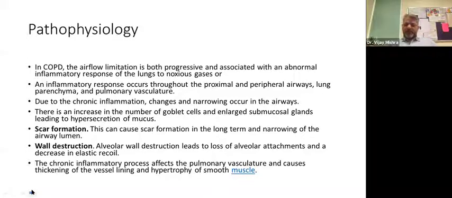The chronic inflammatory process affects the pulmonary vasculature also, and this causes thickening of the blood vessel lining and hypertrophy of the smooth muscles. So the blood vessels are thickened, they become narrower, and there is a rise in the pressures of the pulmonary vasculature, which you would have often heard of as pulmonary hypertension. So these patients in the long term will develop pulmonary arterial hypertension. Next.